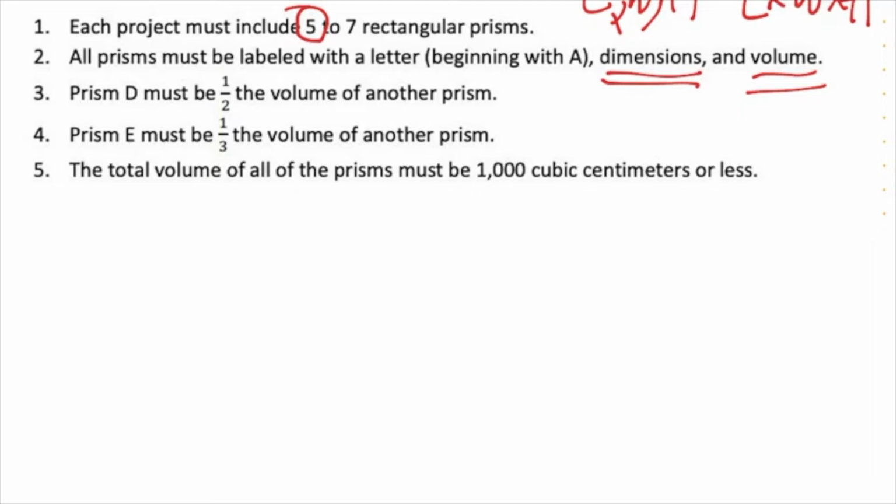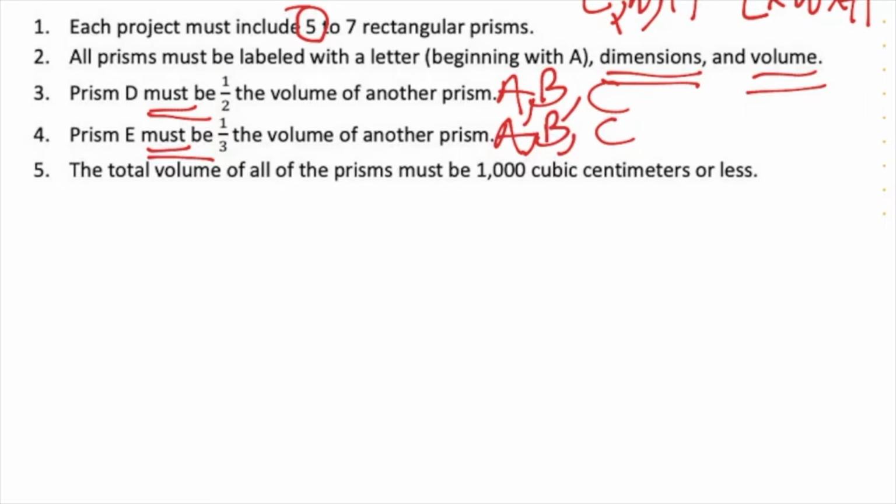Number three, prism D must be 1/2 the volume of another prism. So it's going to be 1/2 the volume of one of the first 3 prisms, A, B, or C. Number four, prism E must be 1/3 the volume of another prism. Also, it's going to be 1/3 the volume of either prism A, B, or C.